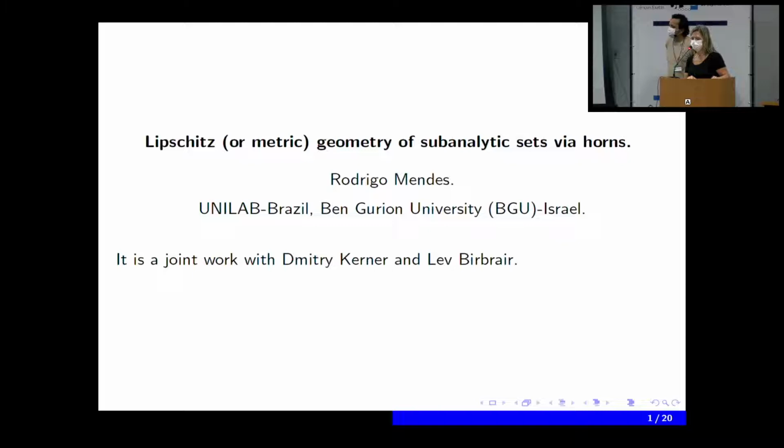So the next speaker of our talk, the second talk of this afternoon, is Rodrigo Mendes. He's from UNILAB, Ceará, and his talk is about Lipschitz or metric geometry of subanalytic sets via horns.